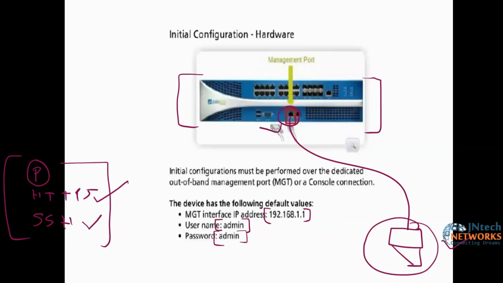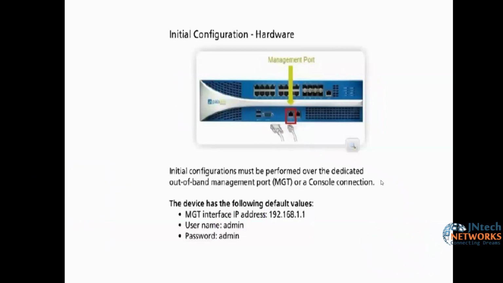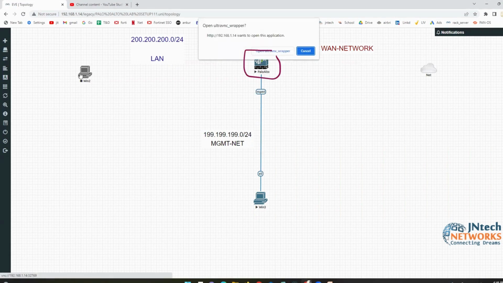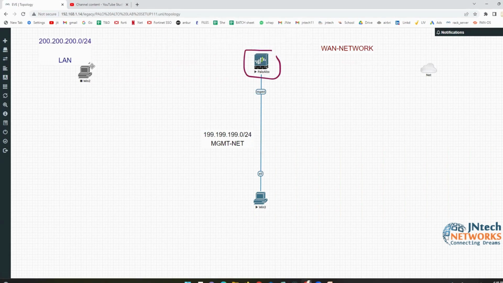So let me show you. I have a small topology. Let me show you this basic configuration. One Palo Alto firewall device and one management PC. We have only two devices for basic configuration.